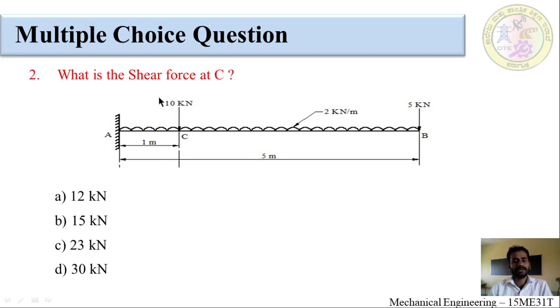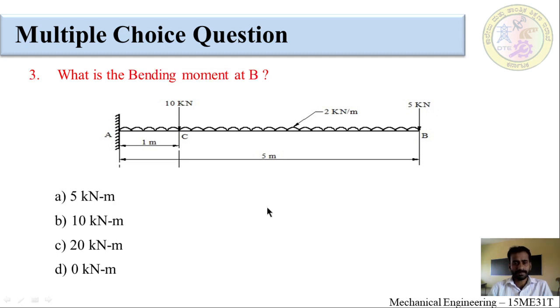Now, the second question is, what is shear force at C? So, in the same sketch we have to solve for shear force at C. Okay. After calculating the shear force at C, you have to mark the correct answer in the given options. The options are 12 kilonewton, 15 kilonewton, 23 kilonewton and 30 kilonewton.